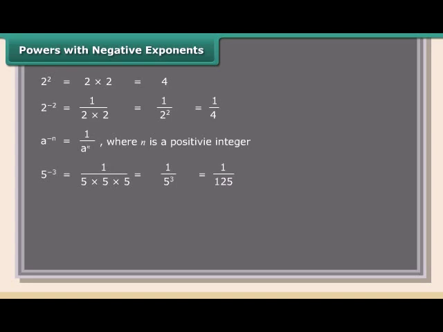5 raised to the power minus 3 is equal to 1 upon 5 × 5 × 5, which is 1 upon 5 raised to the power 3, which is 1 upon 125. 10 raised to the power minus 1 is equal to 1 upon 10. 10 raised to the power minus 2 is equal to 1 upon 10 divided by 10, which is 1 upon 10 × 10, which equals 1 upon 100, which is equal to 1 upon 10 raised to the power 2.